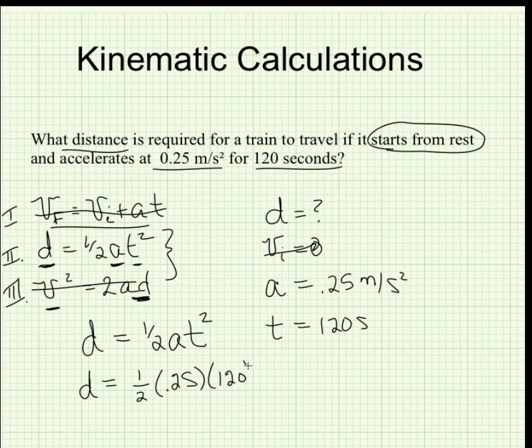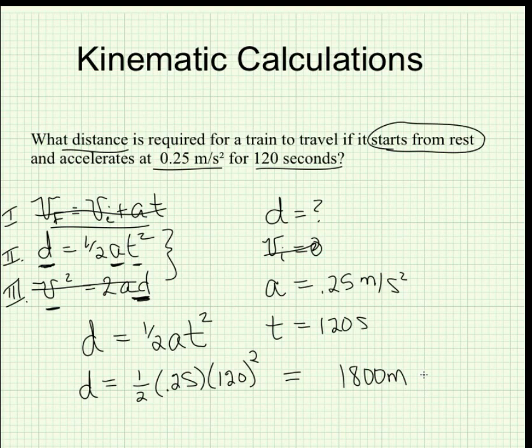Again, I'm not going to put the unit. Now, the one thing you have to be careful of is we have to square that. So in our calculator, I'm simply going to multiply these across. I'm going to take 0.5 times 0.25 times 120. I need to square it, so I have to multiply by 120 again. I do this, and I get 1,800 meters.